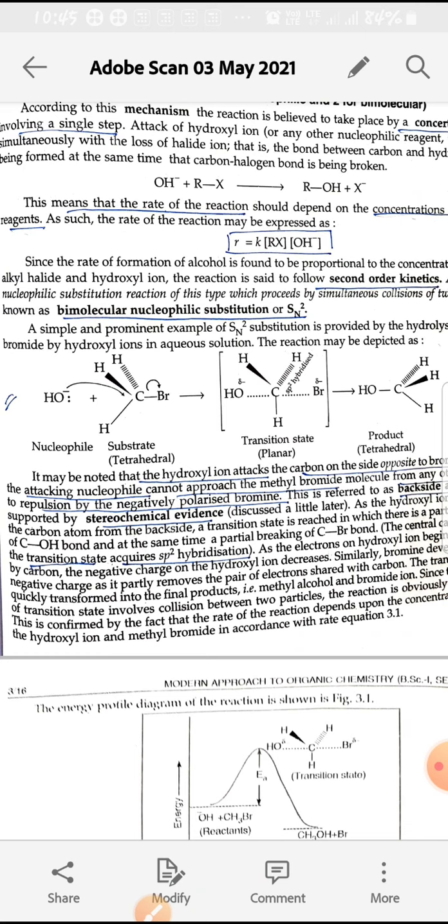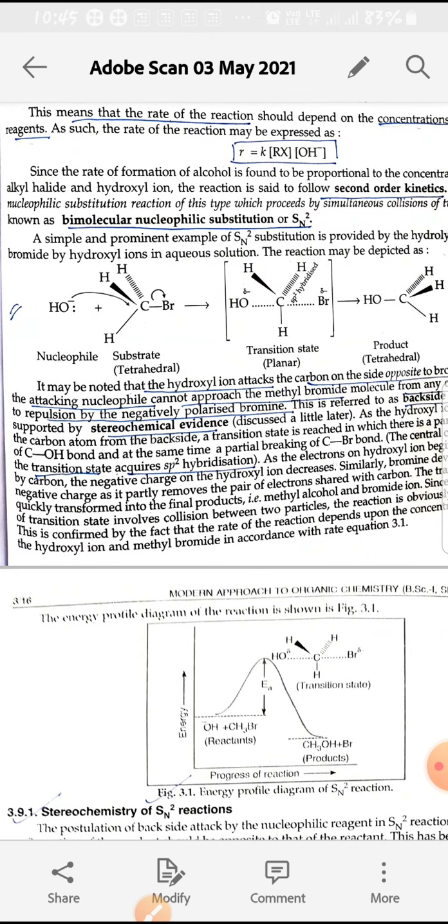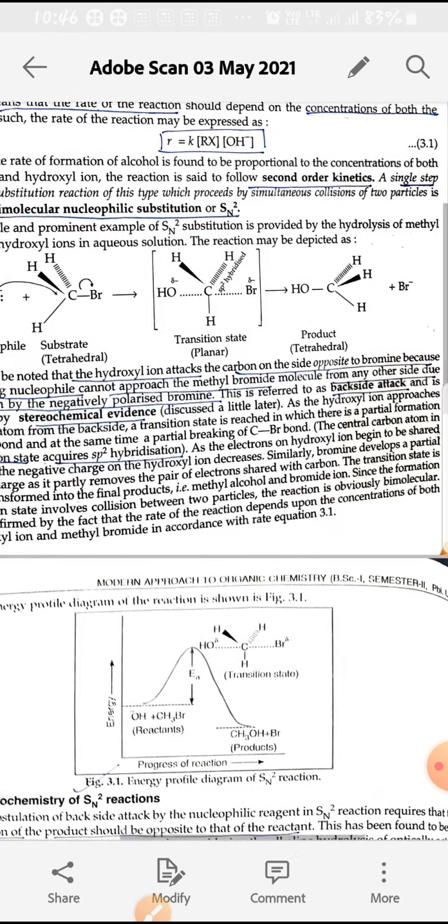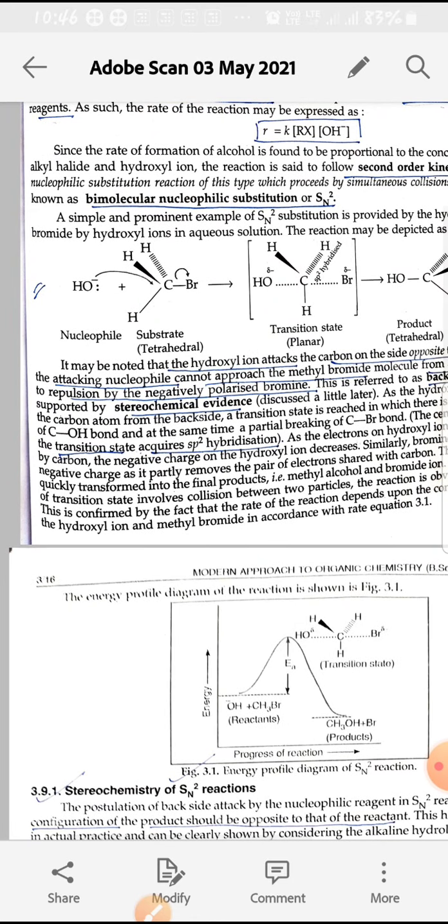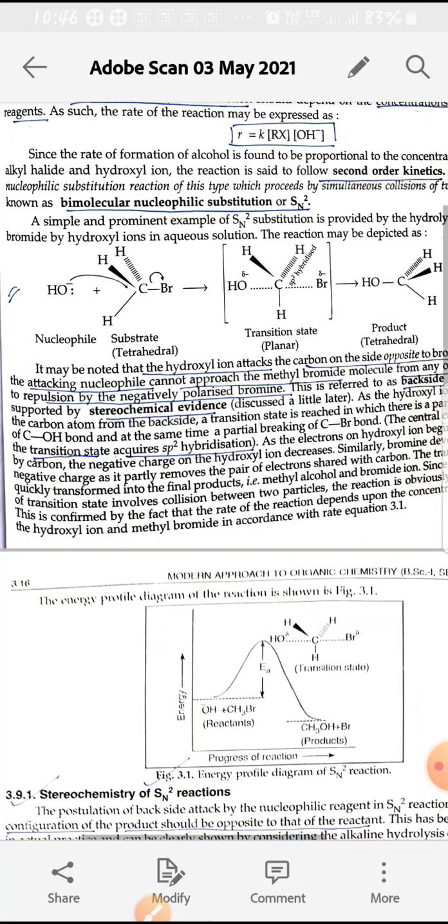In SN2, there will be attack of the nucleophile from the backside on the reactant, and there will be formation of a transition state in which there will be partial bond making and partial bond breaking, and finally product formation. So in bimolecular nucleophilic substitution, there will be simultaneous collision of two particles, formation of the transition state, and next product formation.